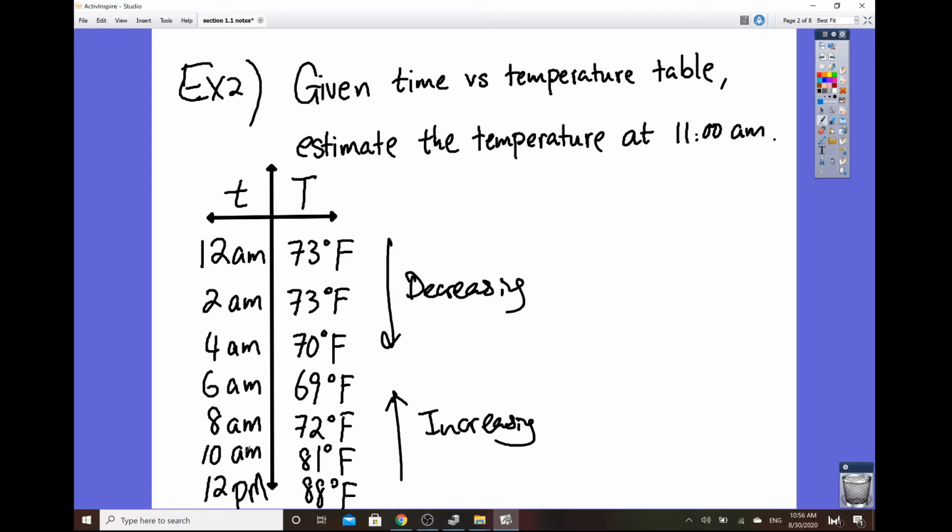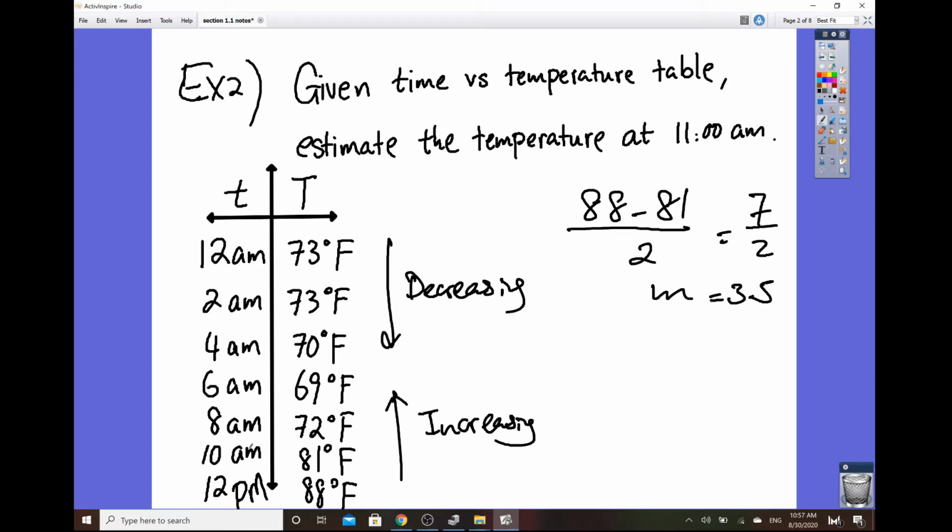And you want to find the temperature at 11 a.m. In order to do that, we need to estimate the slope between 10 a.m. and 12 p.m. The slope is 88 minus 81, divided by the time difference, which is 2 hours. So we get 7 over 2, which is 3.5. This shows the rate of change of the temperature, so you can state that it's a slope. Now we need to estimate the temperature at 11 a.m.